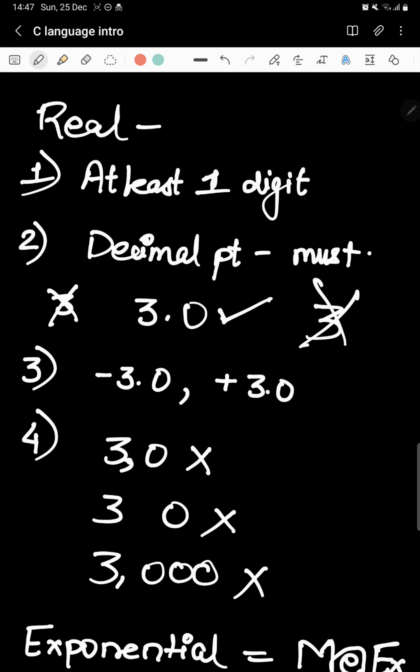Now, just like we discussed in integer constants, commas or space are not allowed. So 3 comma 0 is not a real constant. 3 comma 3 space 0 is also not a real constant. 3 comma 0 0, which we usually write in our human language, is not allowed in the computer language C.